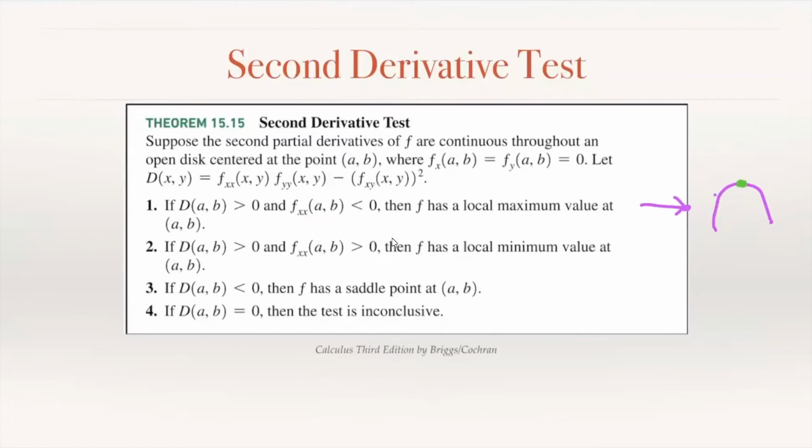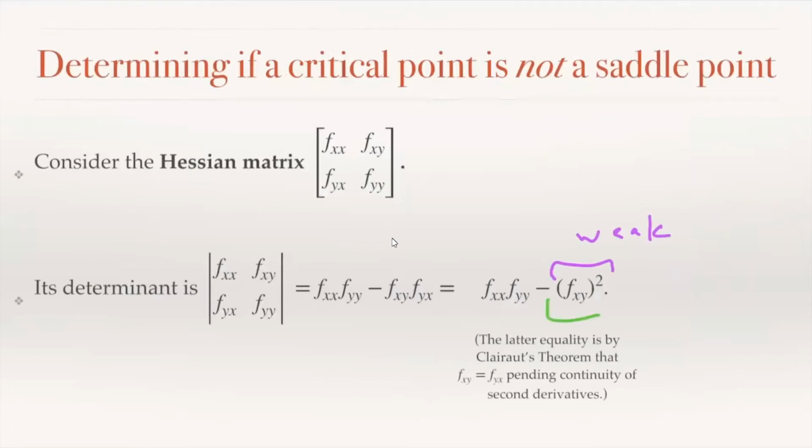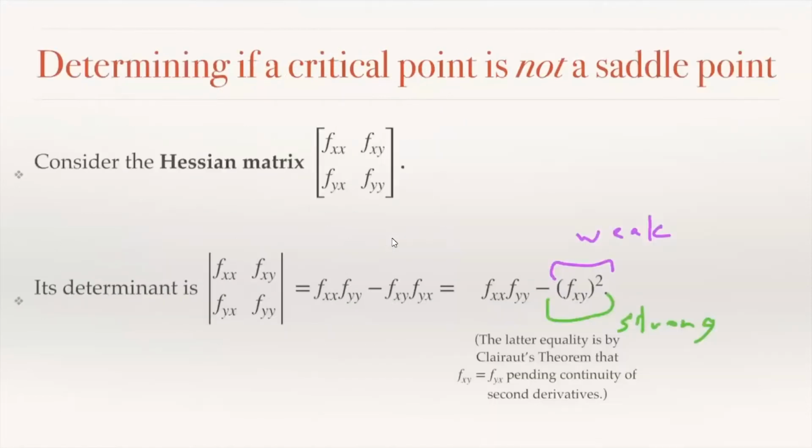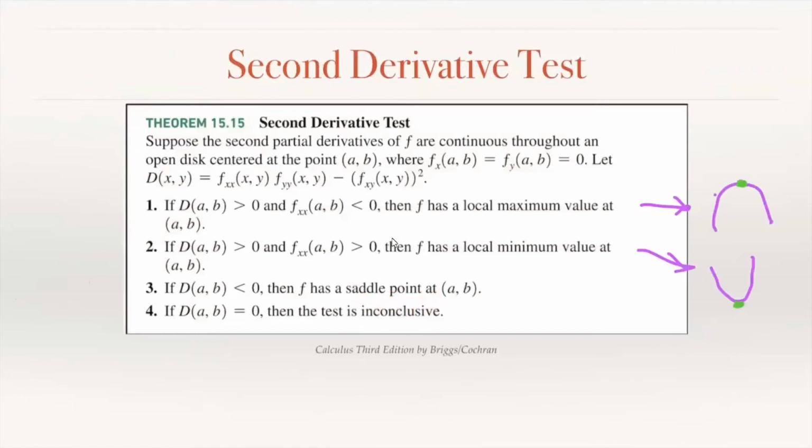On the other hand, if there's no overriding, the determinant of the Hessian is positive, and the second partial derivative is also positive, then the slope is increasing. So it looks like that, and is a local minimum. And if the determinant of the Hessian is negative, then we would be in the strong case, and there is an overriding here, and it makes it look like this, and it is a saddle point. And if the determinant of the Hessian is 0, then the test is inconclusive. Fortunately, that will seldom be the case.